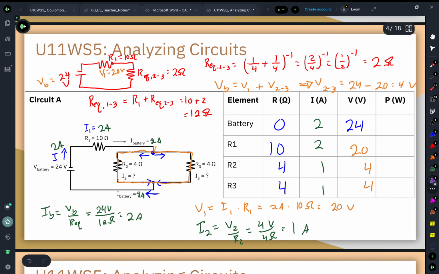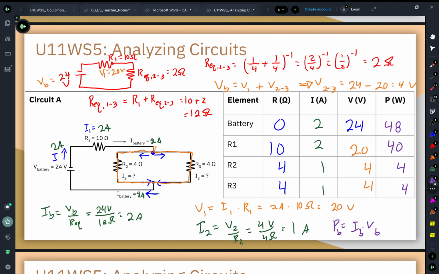Now the last thing that we need to do is to determine the power. Power is equal to current times voltage. Now if we're solving for the power that is generated by the battery, the power of the battery is equal to the current of the battery times the voltage of the battery. 2 times 24 is 48. For the power dissipated across resistor 1, 2 times 20 is 40. For the power dissipated across resistor 2, 1 times 4 is 4. And for the power dissipated across resistor 3, 1 times 4 is 4.